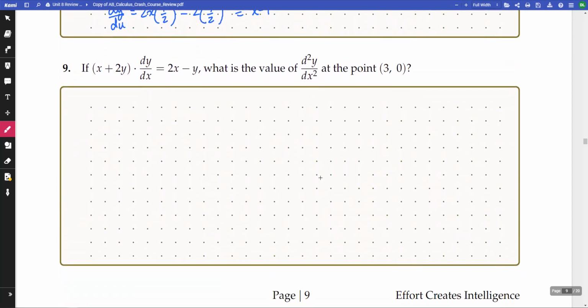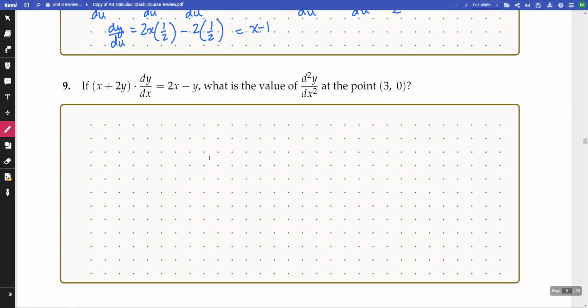Okay, our last example. So here we have x plus 2y times dy dx is 2x minus y. And we want to find the value of my second derivative. Well, to find the value of the second derivative, I need to take a derivative with respect to x of both sides of my equation, because this is saying take a derivative twice where the variable we're considering is x.